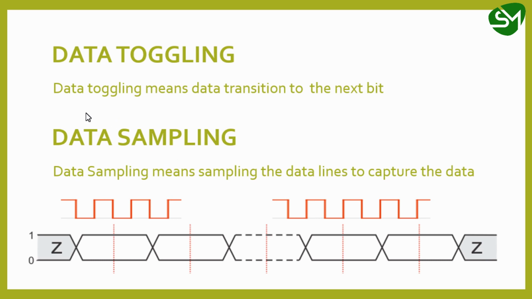Data toggling is nothing but the change of data. As here you can see, this is the data toggling. The 0 is transition to 1 and 1 is transition to 0. So this is called data toggling.